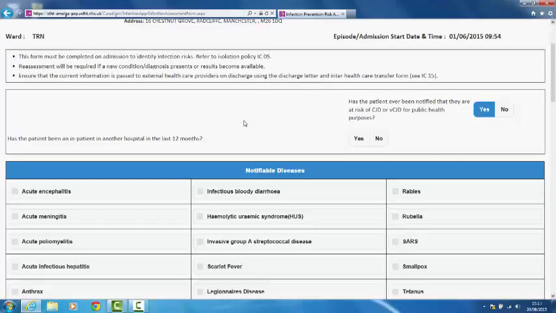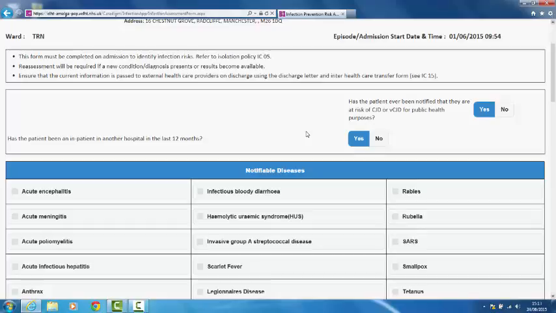The second question: has the patient been an inpatient in another hospital in the last 12 months? If they answer yes, you then need to follow the policy for multi-drug resistant organism. There is a section at the back of this policy, number 22.